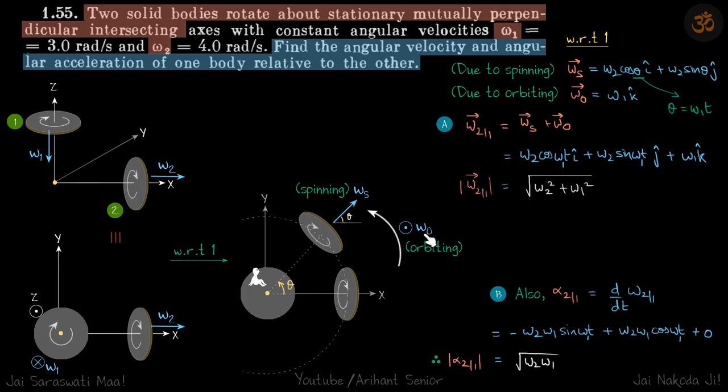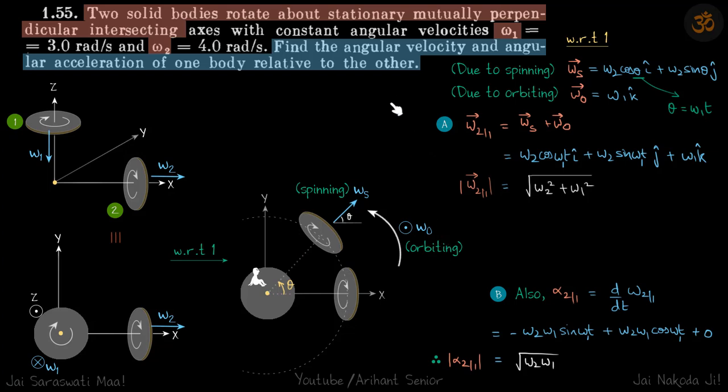But I'm not writing omega 1 here because in vector form they are different. Here omega 1 is inside the plane. Here omega o is outside the plane, but the magnitude is the same as omega 1. For omega s also, the magnitude is the same as omega 2. But omega 2 is constant along the x-axis, whereas here, as it's spinning, omega s is continuously changing its direction, right?